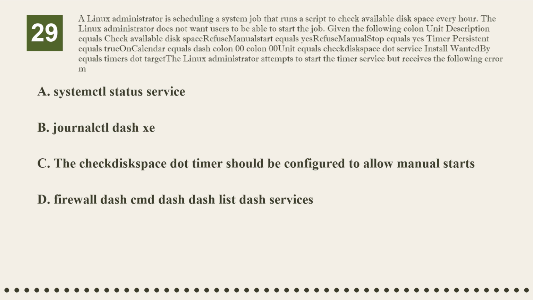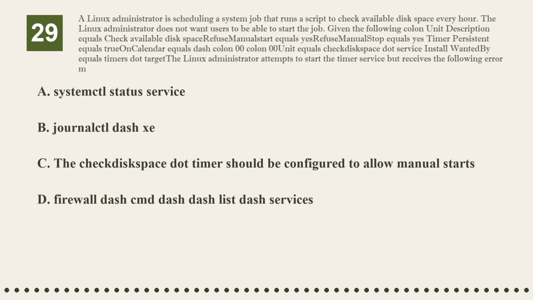Question 29. A Linux administrator is scheduling a system job that runs a script to check available disk space every hour. The Linux administrator does not want users to be able to start the job. Given the following: Description=Check available disk space, RefuseManualStart=yes, RefuseManualStop=yes, Persistent=true, OnCalendar=*:00:00, Unit=check-disk-space.service, WantedBy=timers.target. The Linux administrator attempts to start the timer service but receives the following error message.